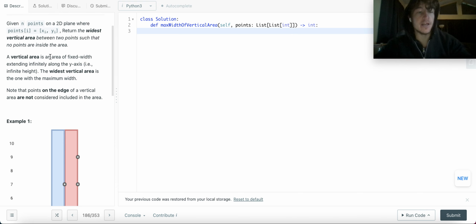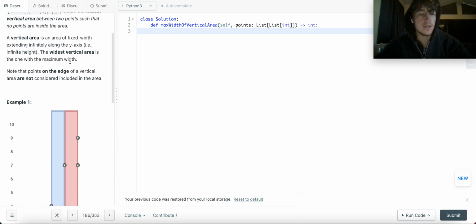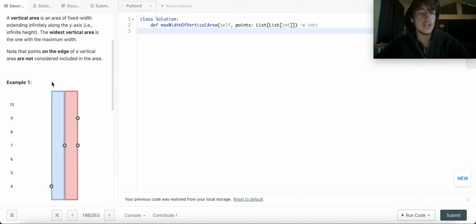A vertical area is an area of fixed width extending infinitely along the y-axis. So it has infinite height. The widest vertical area is the one with the maximum width. So we only care about the width between areas. We don't care about the vertical extent because we just consider it an infinite space. Note that the points on the edge of a vertical area are not considered included in that area.